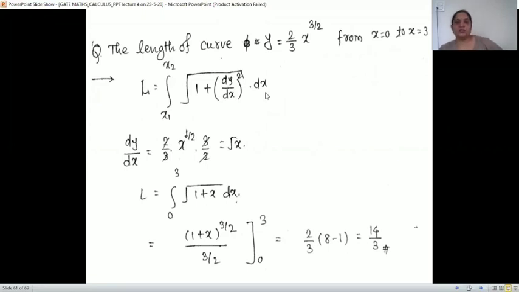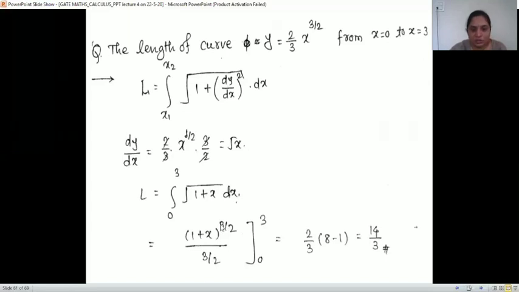One curve is given to you: y is 2 by 3, x raised to 3 by 2, from x is 0 to x is 3. And we have the length of curve formula, L is integration from x1 to x2, this formula. So find its dy by dx from this: 2 by 3 into 3 by 2 into x raised to 3 by 2 minus 1, that is 1 by 2. So x raised to 1 by 2, root x, is dy by dx. So the length of the curve becomes integration 0 to 3 root 1 plus root x square, that is x. So 1 plus x dx.